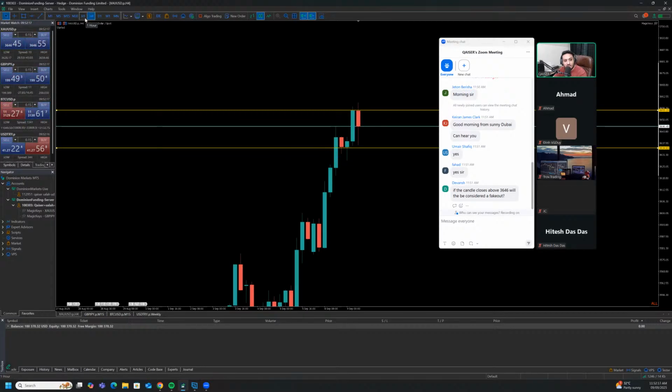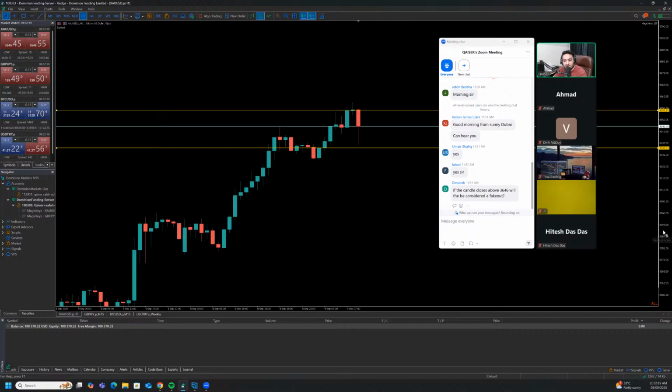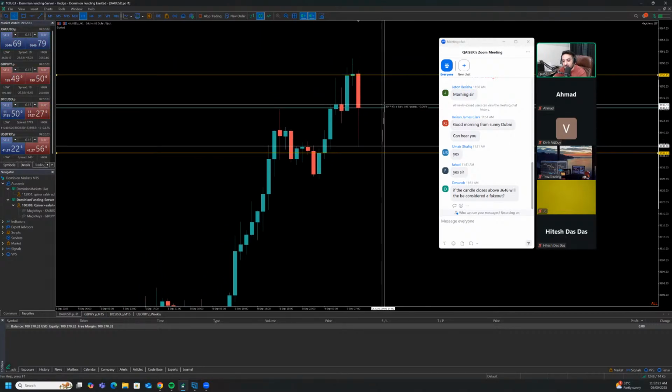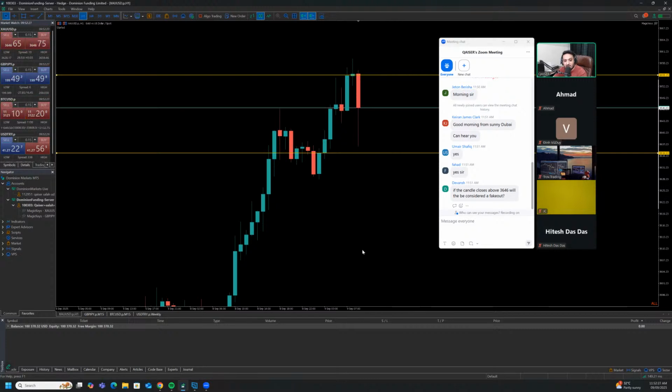Let's go from H4 to H1. On H1, the price is rejecting right now with a long rejection wick, and there are 7 minutes left for the opening of London. Before that, I need to see what's going on in a lower time frame.